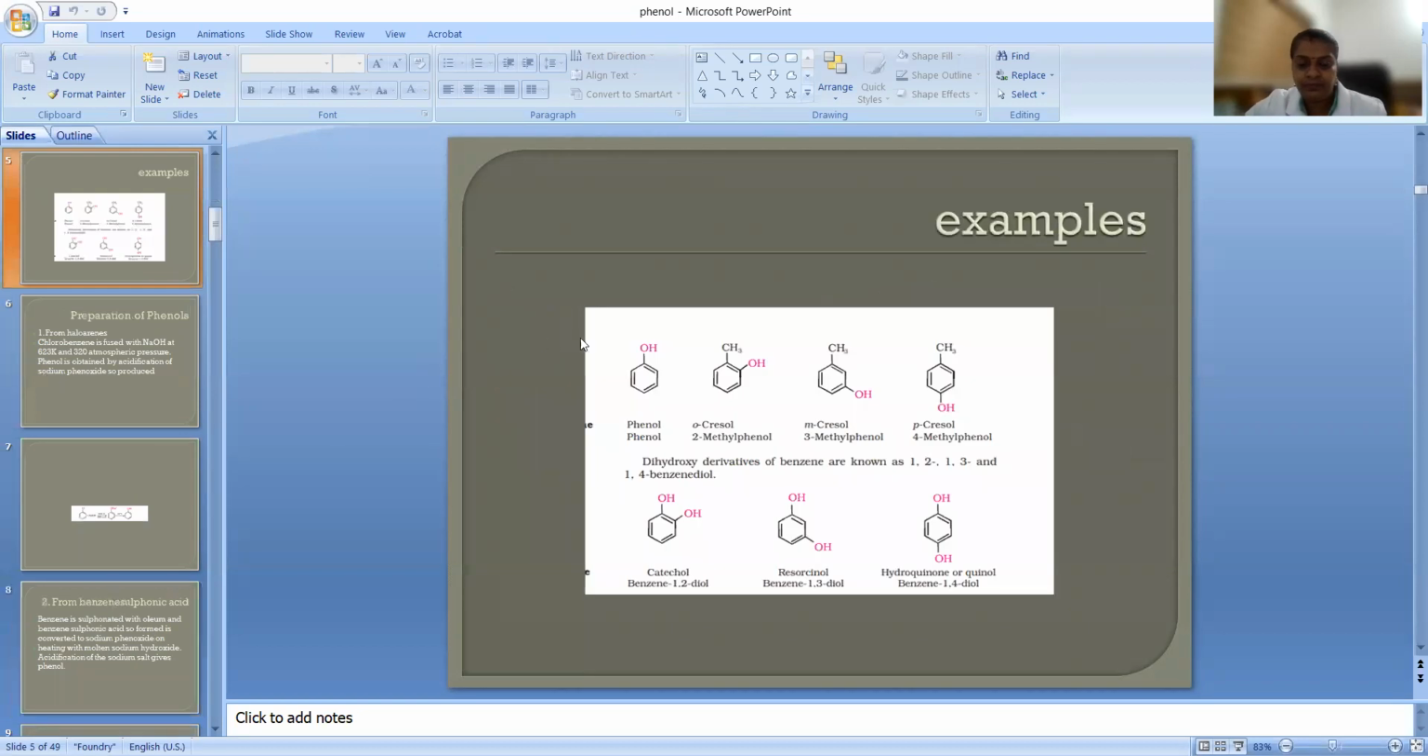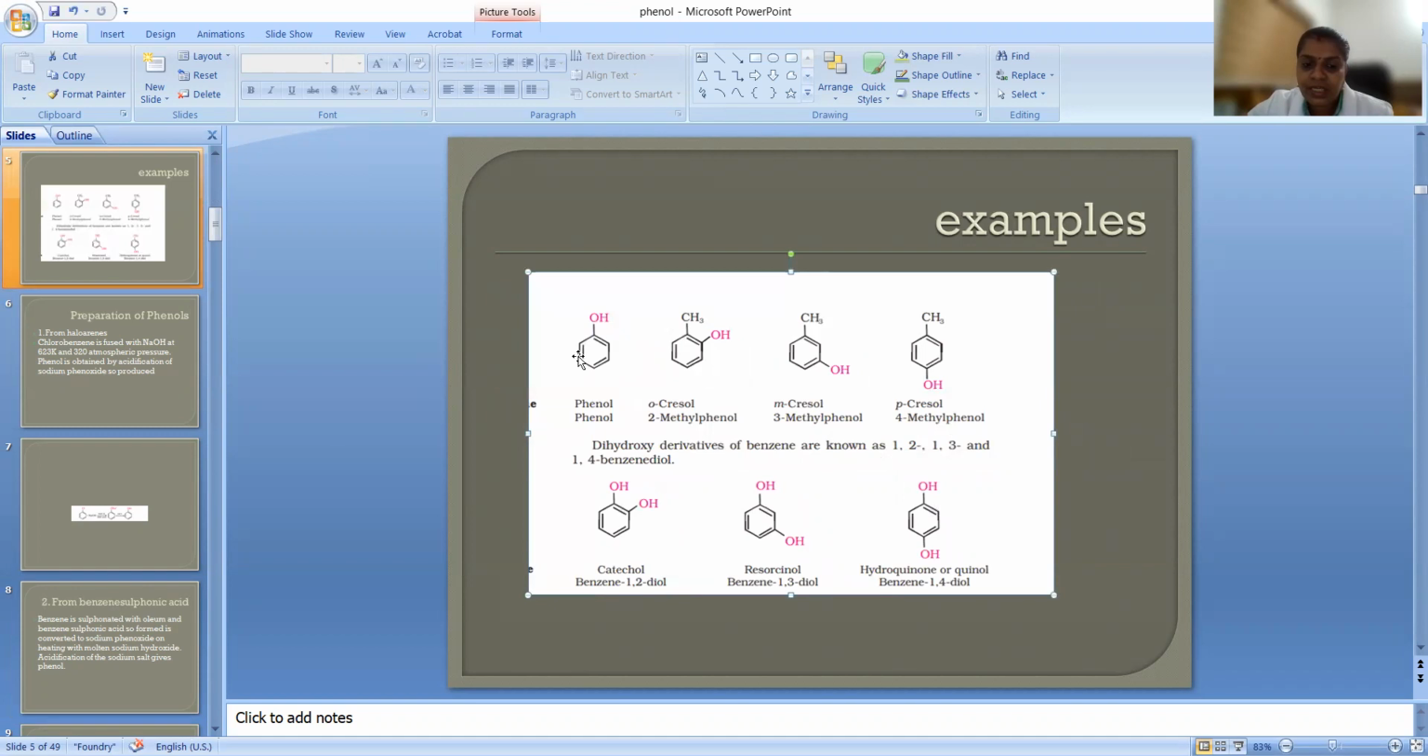Look at this example. Here, if only an OH group is there and no substituents, then we will name it as phenol only. Now, if we have an OH group and a CH3 group, we will number from here 1, 2. So this is named 2-methyl phenol. Here also 1, 2, 3: 3-methyl phenol. Here also 1, 2, 3, 4: 4-methyl phenol, in this way.